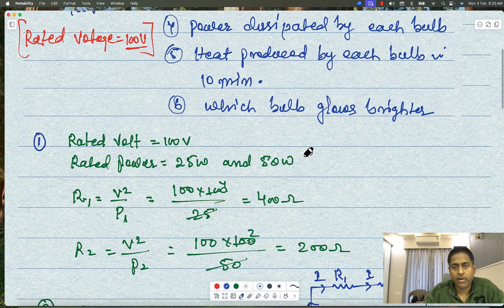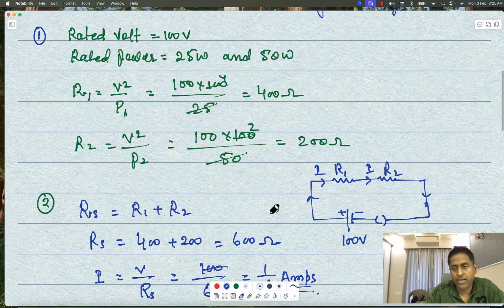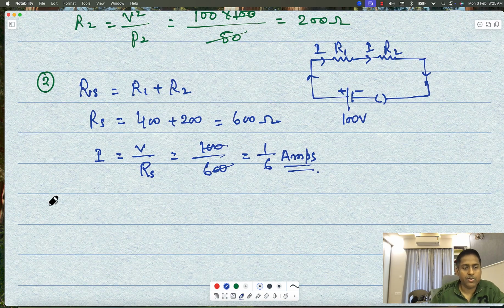So two parts of the question I have solved. I hope it must be clear. Now we want the potential difference across each bulb. Now we know the resistance of the bulbs, so things become quite easier. We can calculate the PD across each. See here in this diagram, this is the potential difference of the 25 watt bulb, which has 400 ohm resistance, and this is the potential difference of the 50 watt bulb, which has 200 ohm resistance.